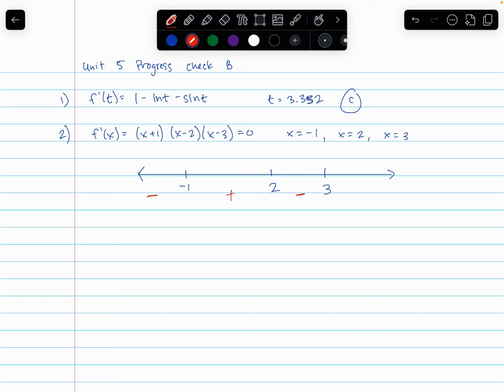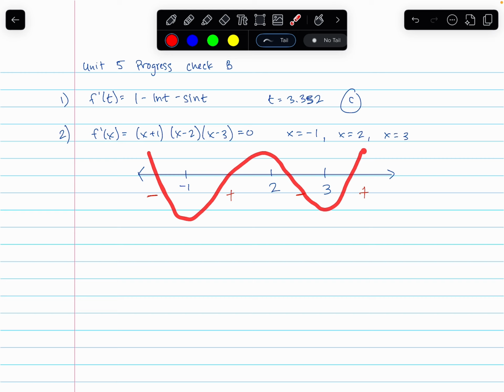And then if I plug in 4, 4 is going to make this positive, that positive, and that positive. So it's going to be positive here. And so f prime is going to be negative, then positive, then negative, then positive, so f is decreasing, then increasing. And we're trying to see at what values of x does f obtain a relative maximum. So that is at x equals 2 only, so that's going to be A.